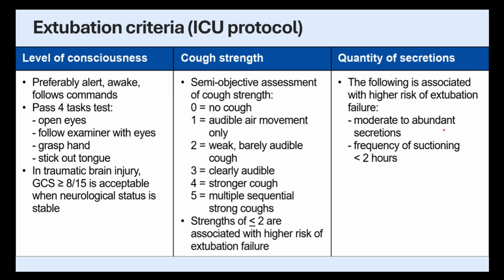So in terms of extubation criteria per our ICU protocol, they look at level of consciousness, the cough strength, and the quality of secretions. This extubation criteria has similarities to your weaning criteria also, but these are the things to look out for just before extubating the patient. So whether they are alert, awake, and can pass the 4 tasks test, obey command. But we say that in traumatic brain injury, GCS more than 8 is acceptable when the neurological status is stable. So frequently you will come across TBI patients, even though they are half conscious like that, and you will still be able to get away with extubating them. They may not necessarily need a tracheostomy.